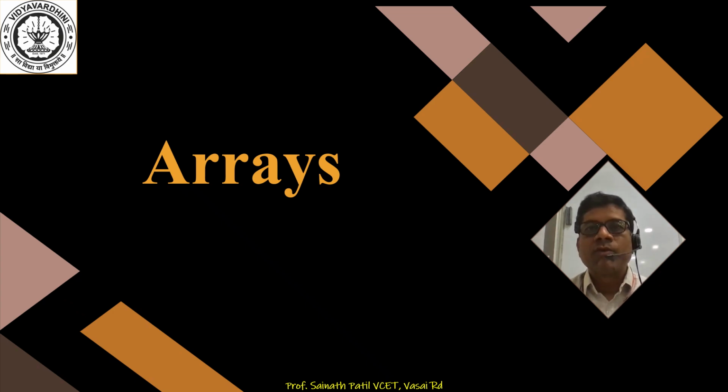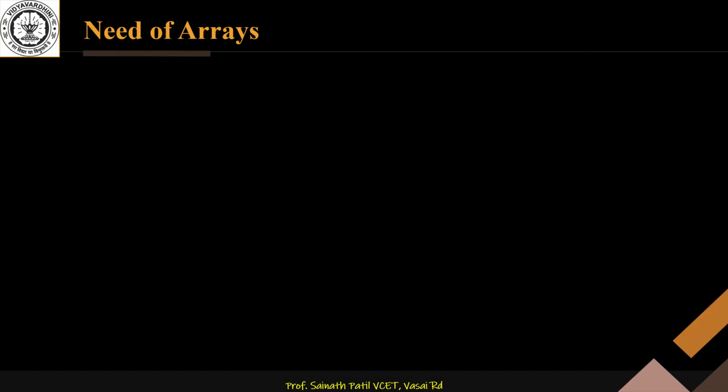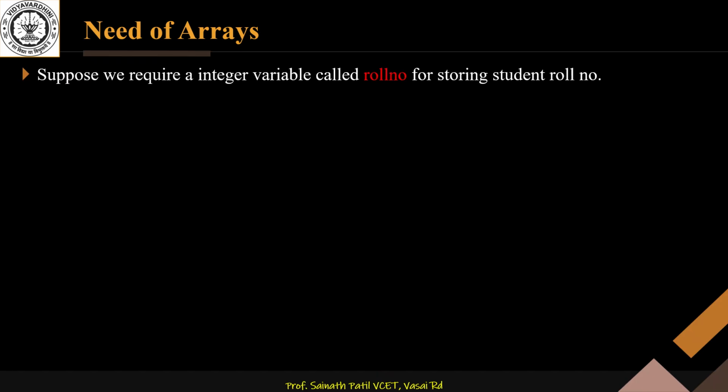Here we are going to learn a topic: arrays in C programming. Let's learn why we need arrays. Suppose we require an integer variable called roll number for storing a student roll number. In that case, I'll declare int roll number. Roll number is a variable name.